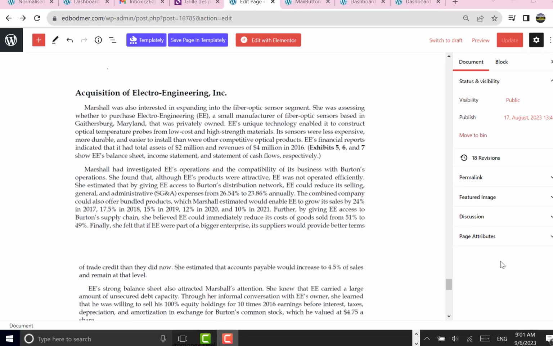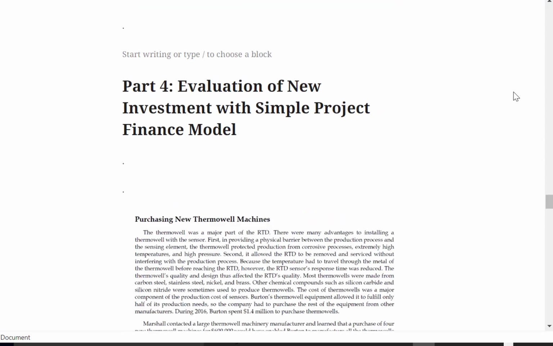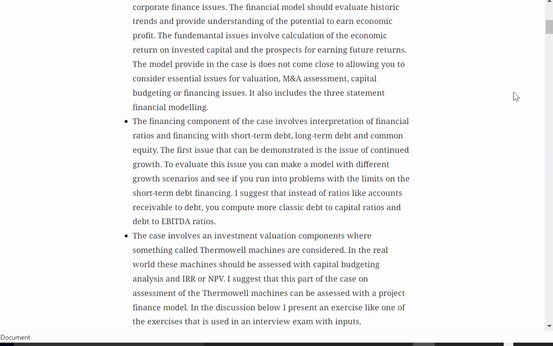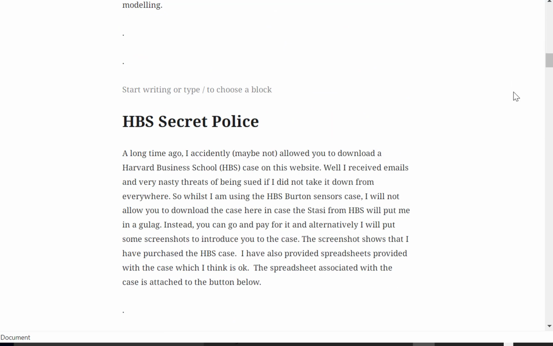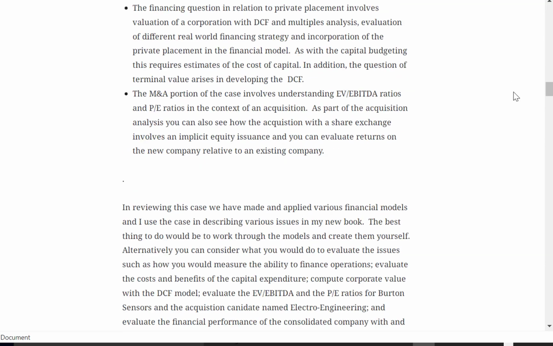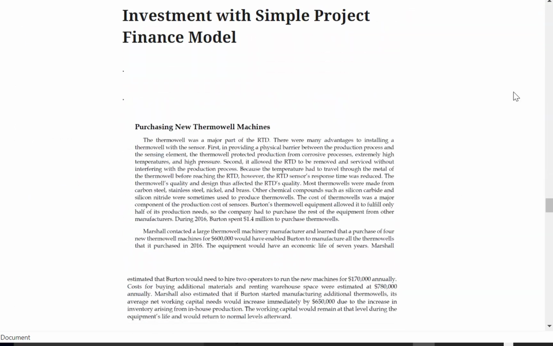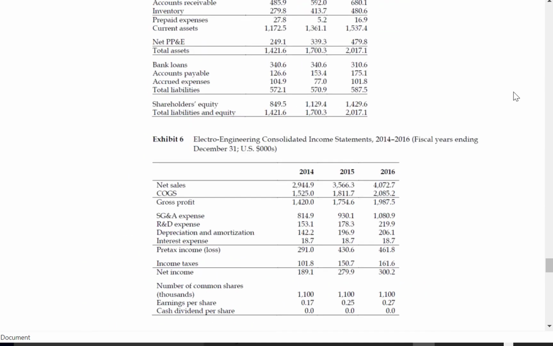Okay, this is part of this Burton Sensors case, and as I said, I'm using this case to work through my book. I'm using this case to illustrate how to build models, but most important, how to make valuation analysis, and in this case, valuation analysis in the context of mergers and acquisitions. Now, what they did is they gave you nice, simple kind of numbers.